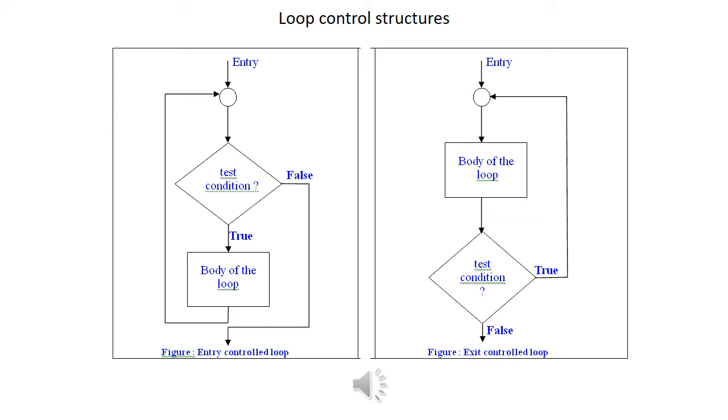In the exit control loop, the body of the loop will be executed once, and then the test condition will be checked. If the test condition is true, then the body of the loop will be executed again, one more time. So this continues until the test condition is false. Once the test condition is false, the control will come out of the loop.